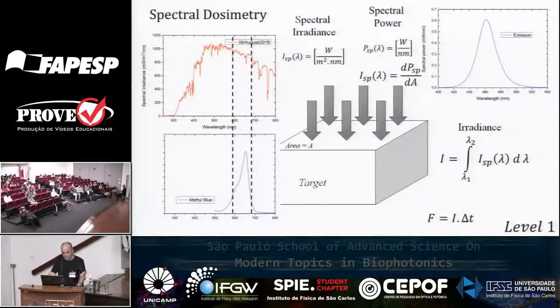If you go to another level, if you want to introduce spectral information, you can introduce a measurement that they name spectral dosimetry. So you use your spectral radiance, you use your spectral power, and what you can do is not only take the total spectral radiance of the sun. If you are conducting an experiment with methylene blue, for example, in the sun, you cannot integrate all the spectral radiance measure and give this irradiance as the correct irradiance that you are interacting with your photosensitizers. You must collect only the spectral range where the methylene blue is absorbing. Then one possibility is to integrate only a spectral range and then use this irradiance to calculate your fluence. This is the first step, I name it level one.